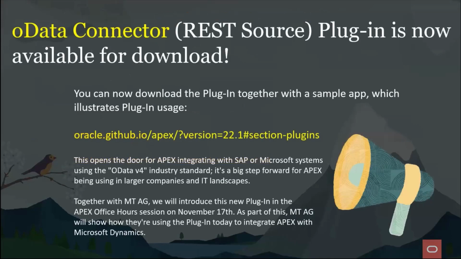Also, we'd like to introduce the OData Connector REST Source plugin. It's now available for download as well. You can download the plugin together with the sample app, which illustrates the plugin usage. So the URL is there on our GitHub. This opens the door for Apex integrating with SAP and Microsoft systems using the OData version 4 industry standard. It's a big step forward for Apex, being able to integrate and use in larger companies and IT landscapes.